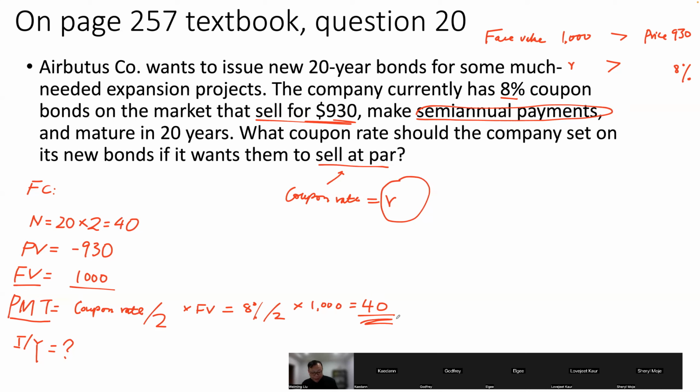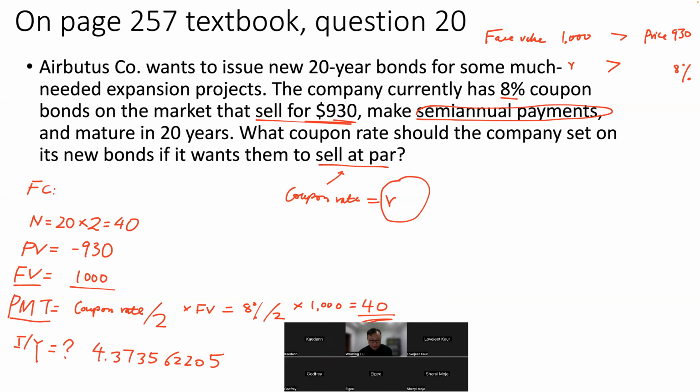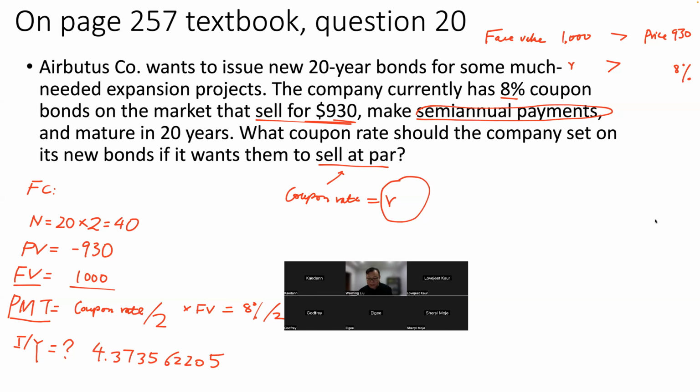Now I press compute. I want to know my I/Y. So the result I got here is 4.3735622205. So if you get the same result, please give me a thumbs up. 1, 2, 3.